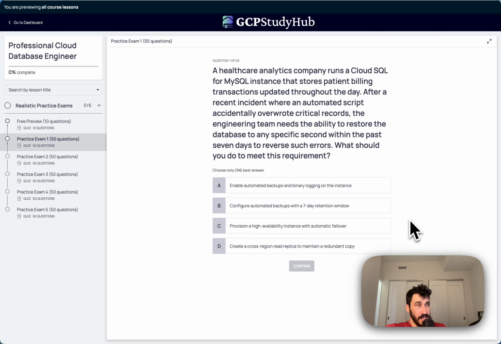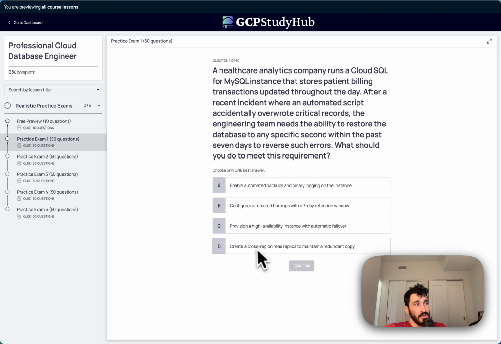Option C, provision a high availability instance with automatic failover. This is great for resiliency and availability during an outage, but that's not what we're looking for here. We're looking for the ability to restore the database to a specific second within the past 7 days to reverse errors, like logical errors, right? And we might have those logical errors not just in the primary instance, but in the high availability failover instance. So if we were to have an outage and promote the failover instance, those logical errors would still be represented in that failover replica.